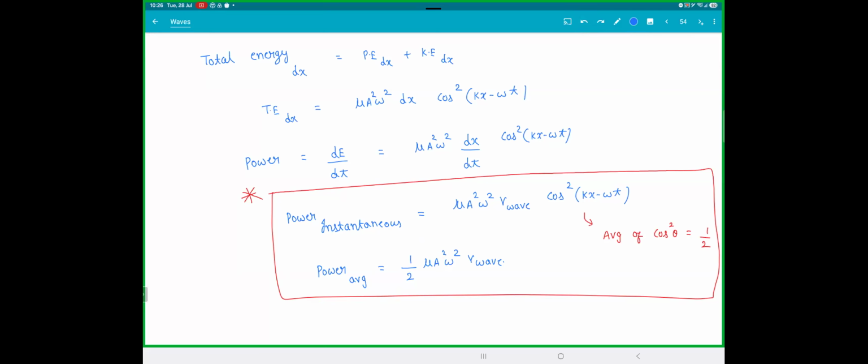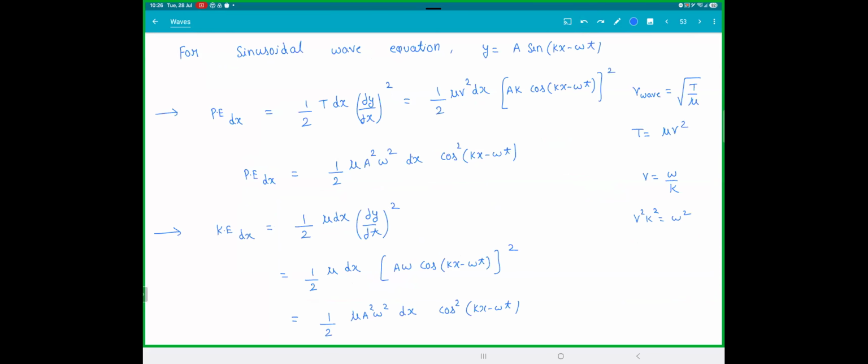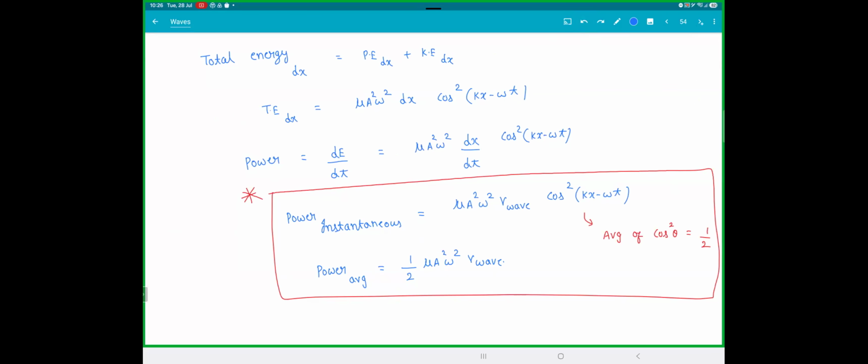All clear with this? I know it's a lot of math, a lot of differentiation, but try to do it on your own once more. It will help you a lot. It's a very good discussion. Energy of a wave.